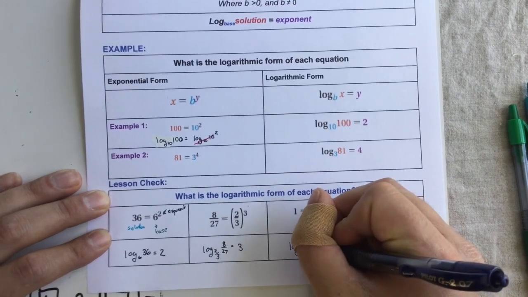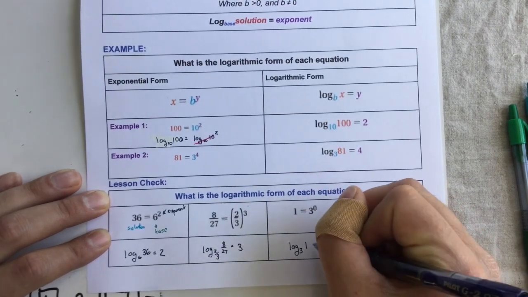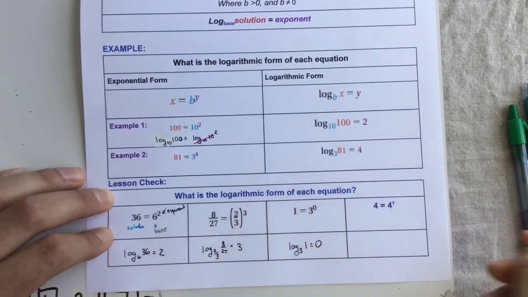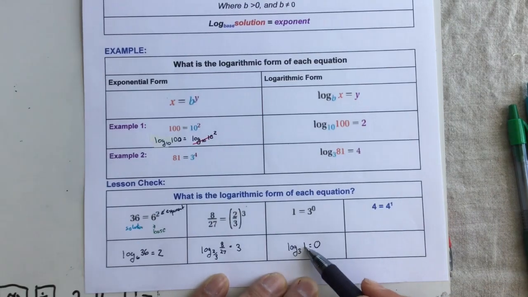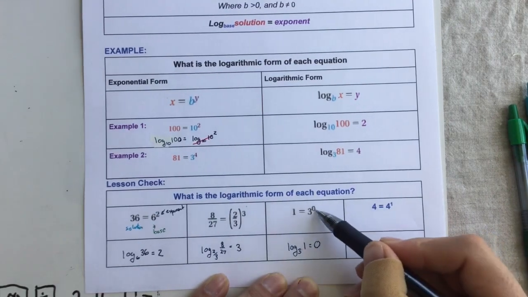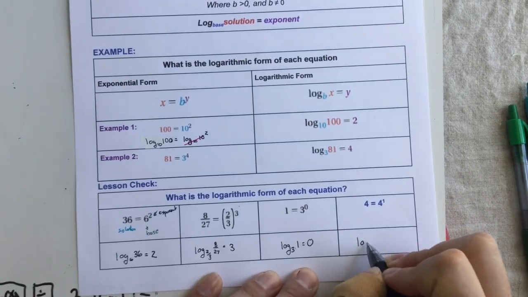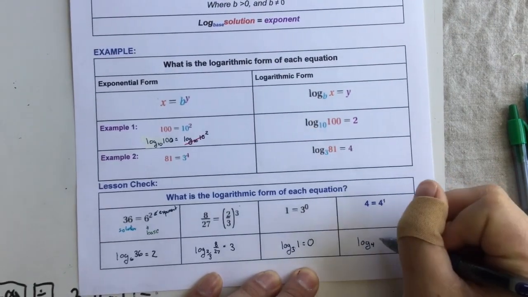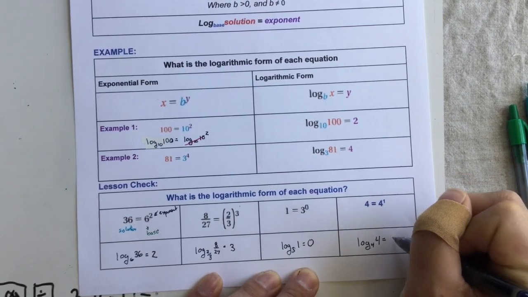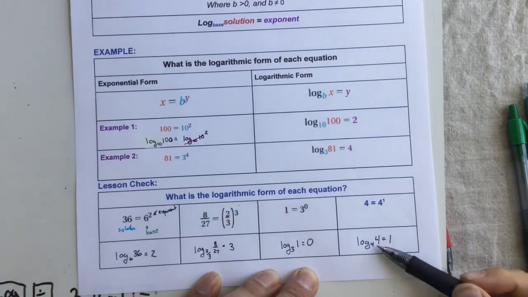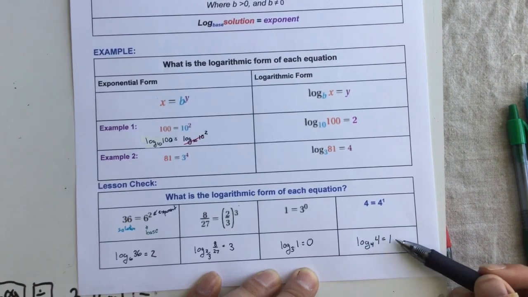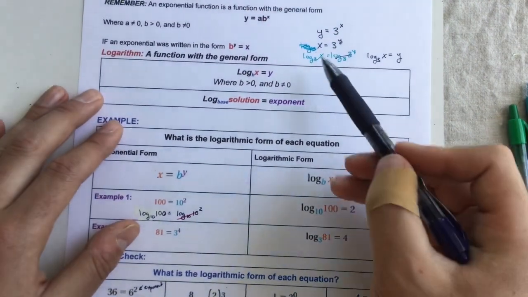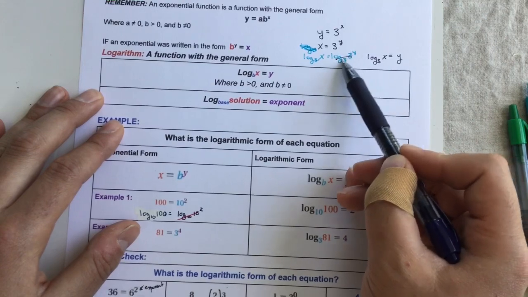Log base 3 of 1 is going to equal 0. Anytime you have the log of any base that has a solution of 1, it's going to have an exponent of 0. And here we're going to have log base 4 of solution 4 is going to equal our exponent of 1. Anytime you have the same base and same solution, in this case both 4, it's going to equal 1. Hence why when we go back up here, that was eliminated because this was 1.